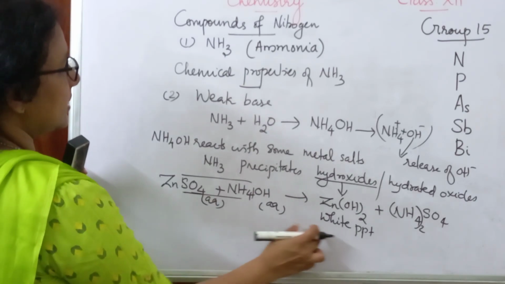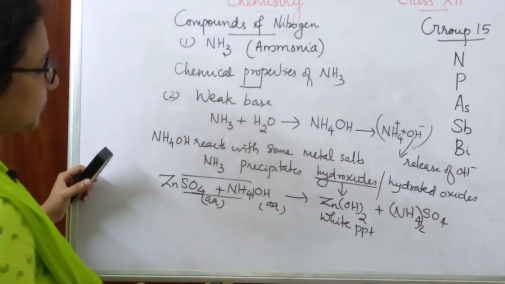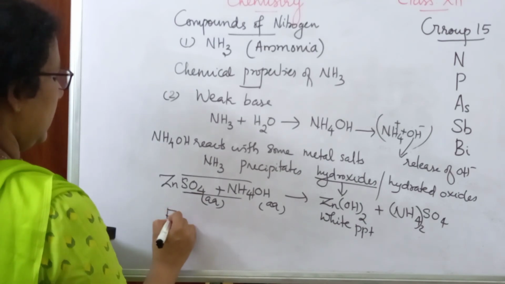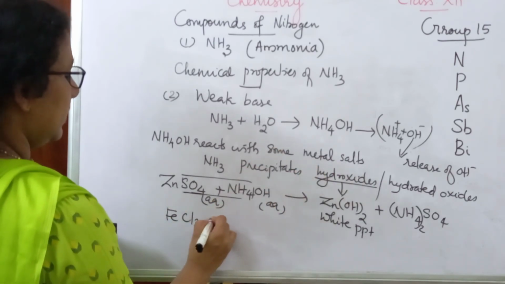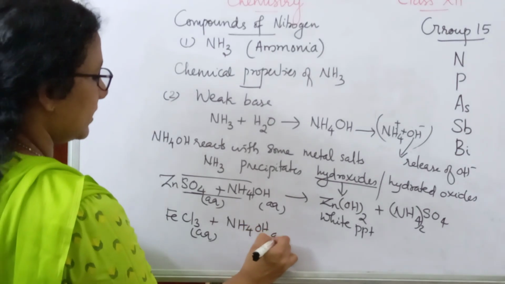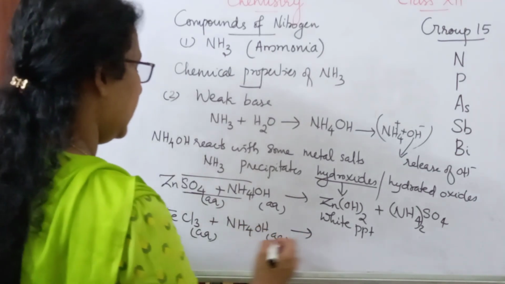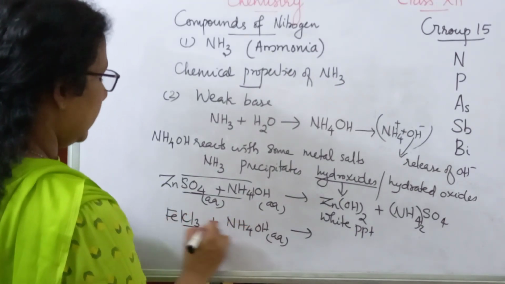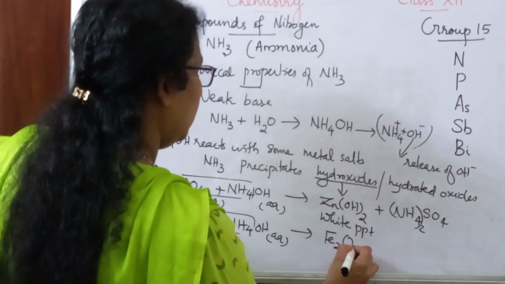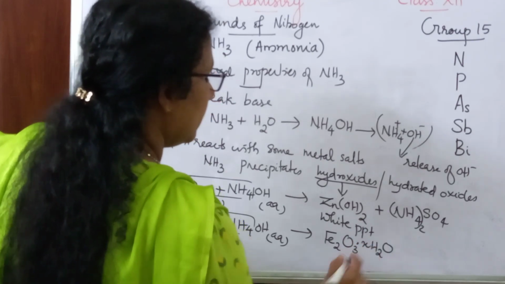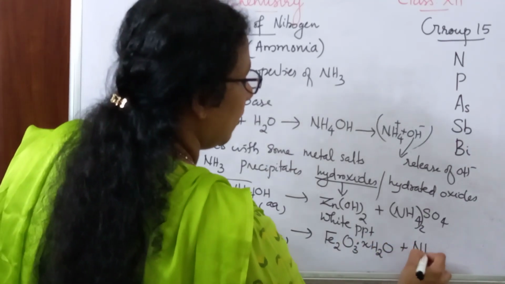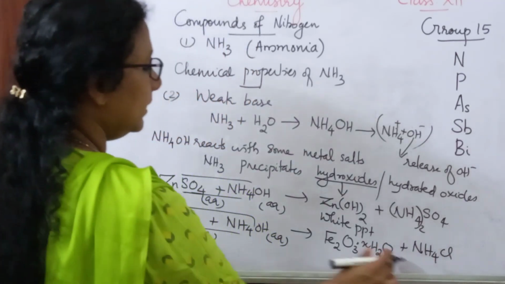So this is the reaction where we can see it acts as a weak base. Now let us see another reaction for the formation of hydrated oxides, where FeCl3, another metal salt, is used. So aqueous FeCl3 and again aqueous NH4OH. If it is used, we will again get ammonium chloride as the byproduct, and here Fe2O3.XH2O will be the precipitate, and ammonium chloride will be formed.